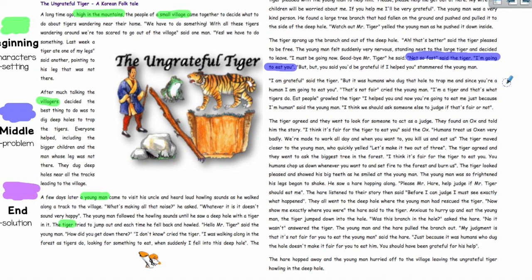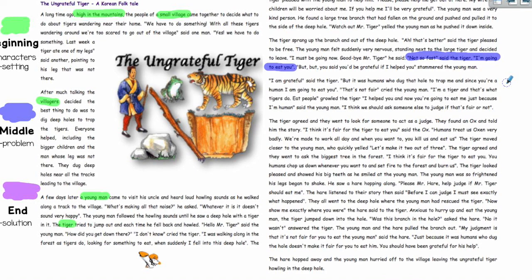"My judgment is that it's not fair for you to eat the human," said the hare. "Just because it was humans who dug the hole doesn't make it fair for you to eat him. You should have been grateful for his help." The hare hopped away, and the young man hurried off to the village, leaving the ungrateful tiger howling in the deep hole.